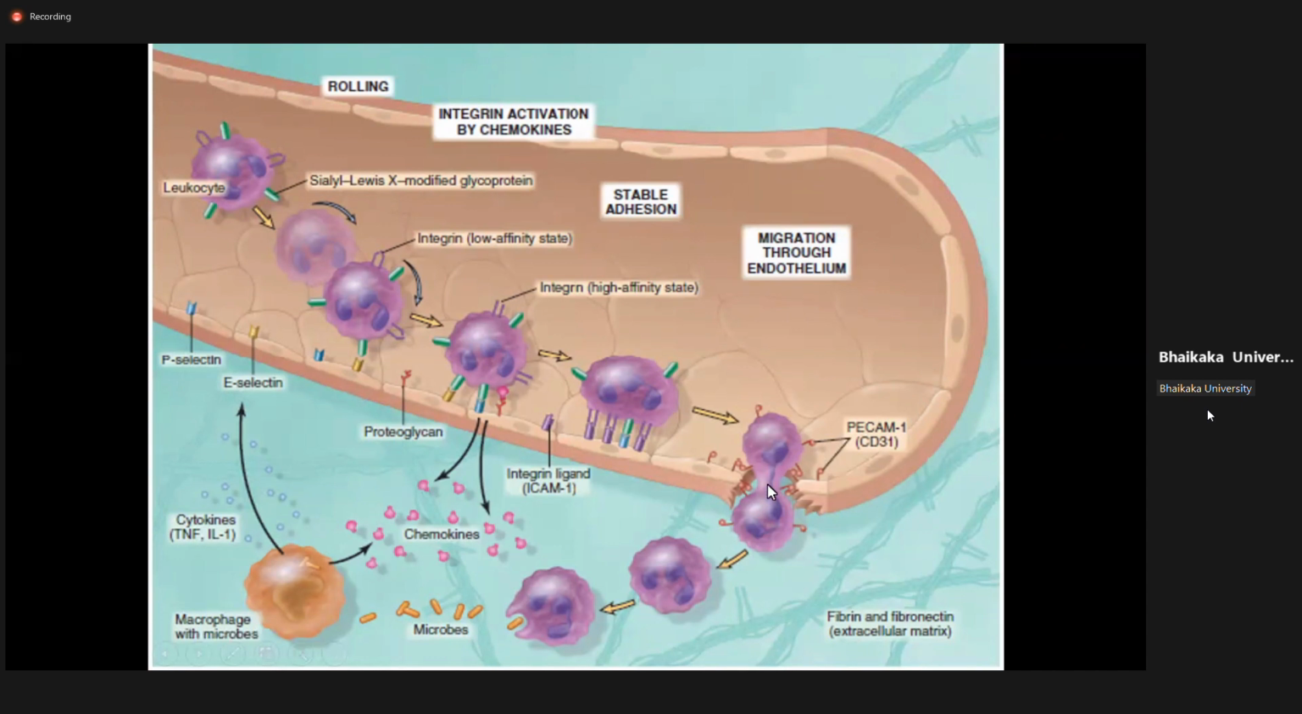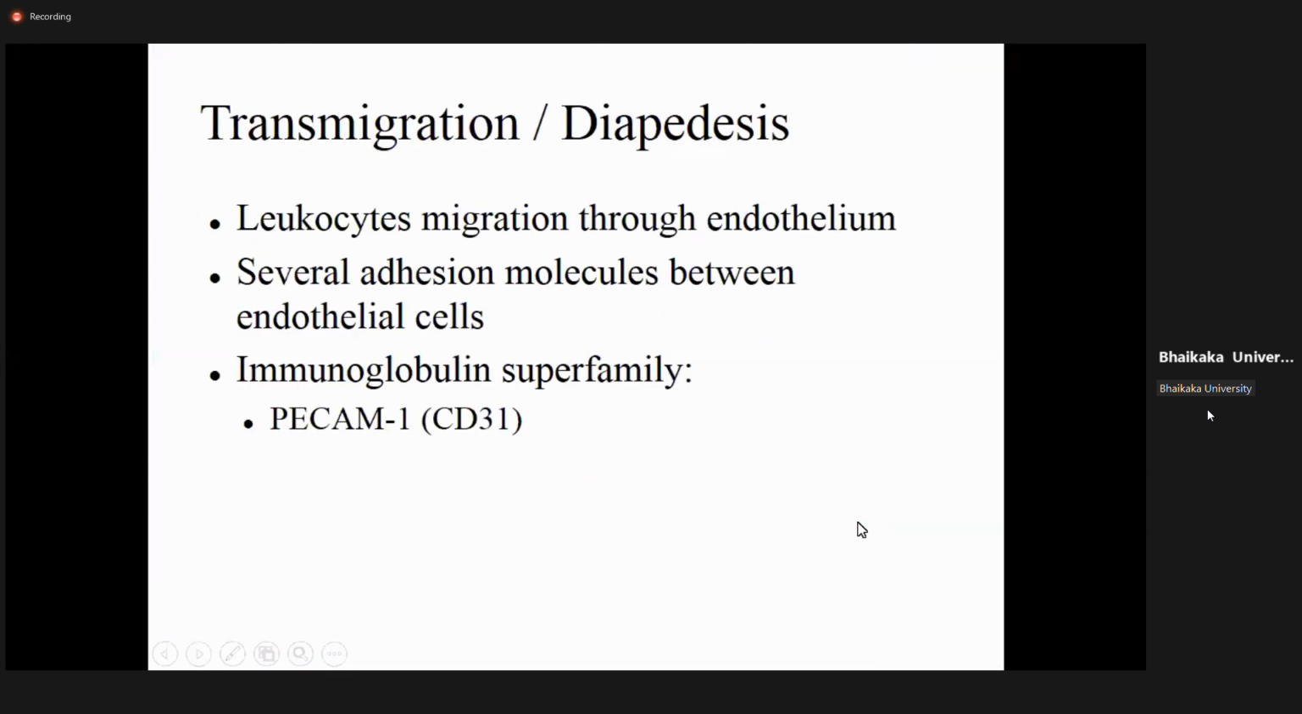the endothelial cell wall. During the transmigration, another molecule is involved, that is platelet endothelial cell adhesion molecule 1 or CD31, which helps in transmigration of leukocytes through the cell wall. Transmigration is also known as diapedesis. You can have a short answer question on this. What is transmigration or diapedesis for 2 marks? Leukocyte migration through the endothelial cell wall.